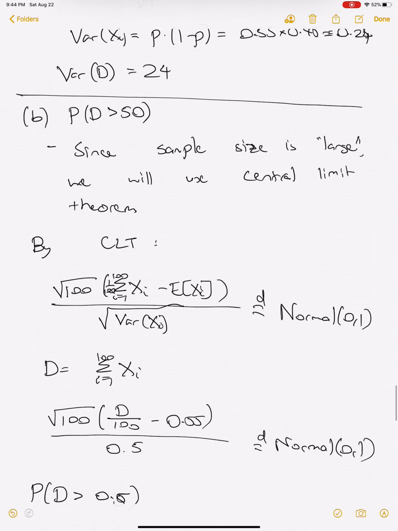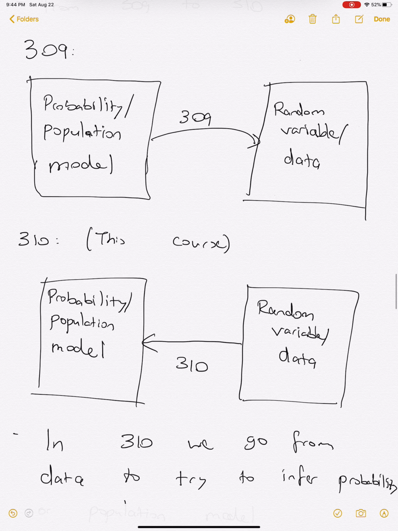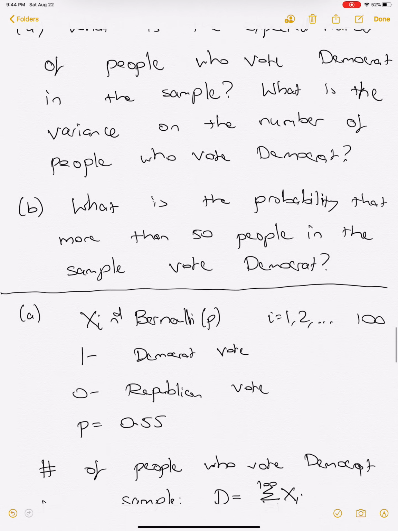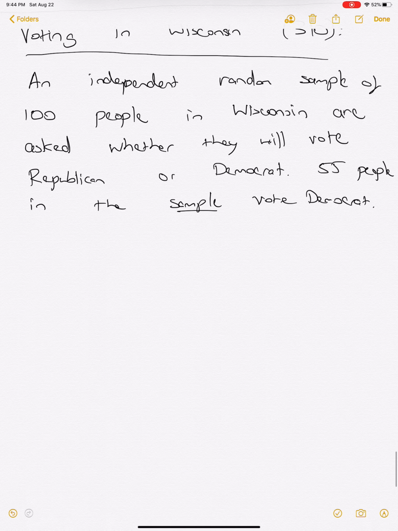And so if we go right back to 309 versus 310, in 309, you have a probability or a population model, and then get a sample or some random variable, some data from that. Here we're trying to go the other way. So we're given data. So we're given that in a sample of 100, 55 people vote Democrat. And we'll see that all the questions that we ask are going to be related to trying to say what's going to happen in the population.